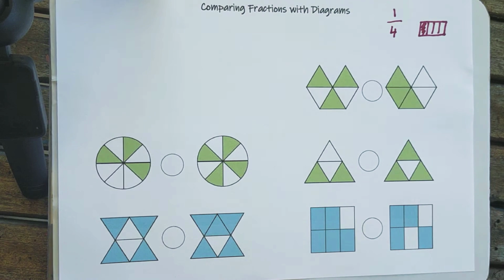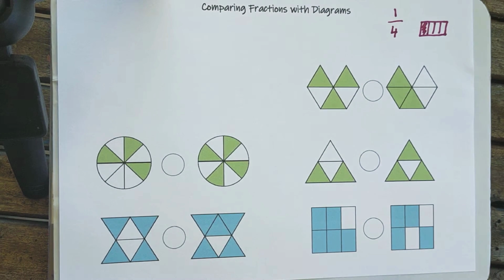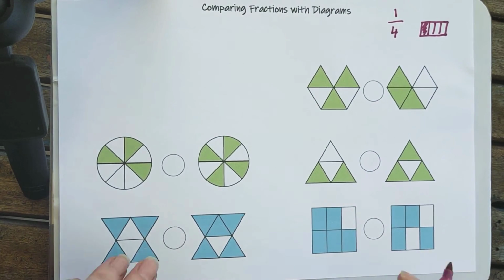Today we're going to remember some symbols that we've seen before, and we're going to use them when we're comparing our fractions to each other. We're going to compare one fraction to another and decide which one is bigger than the other. So some symbols we need to remember or to learn today.